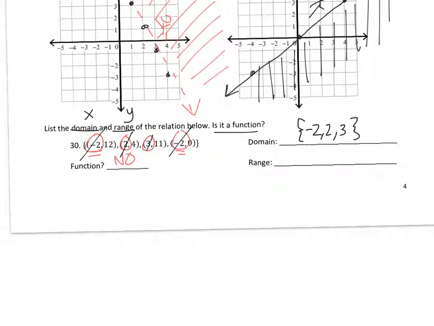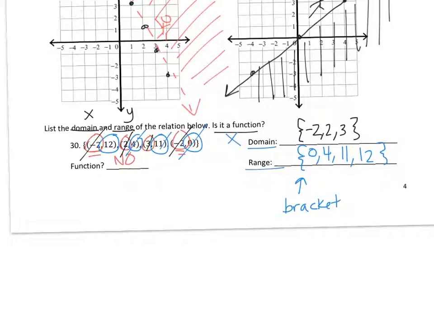Now the range is all the y values. So I do a bracket. This is called a bracket. Then I write them from least to greatest. So a 0, a 4, 11, and a 12. So domain, x's, range, y's.